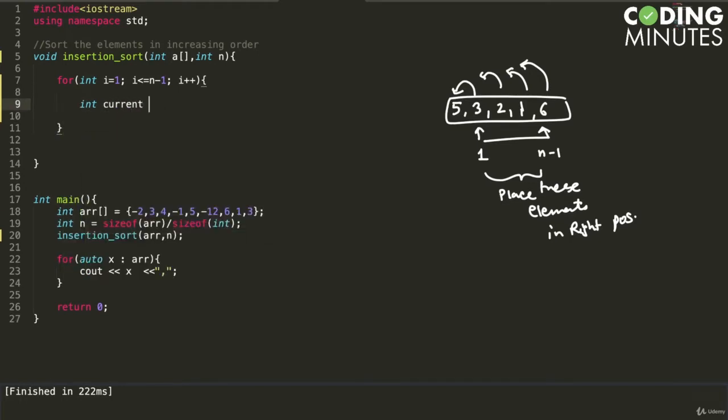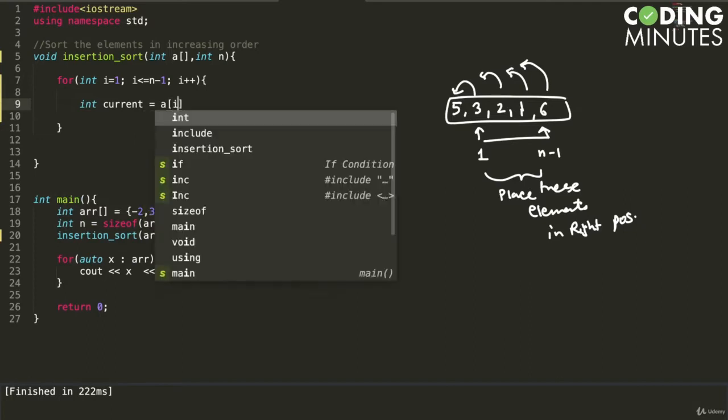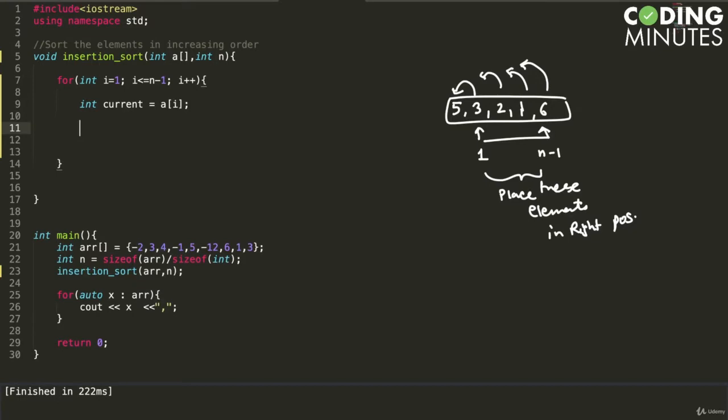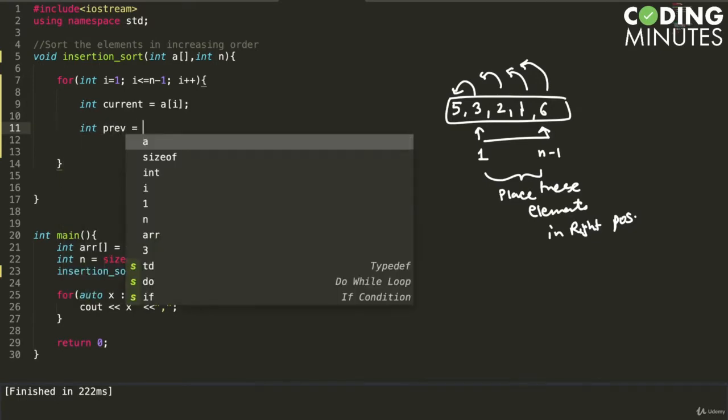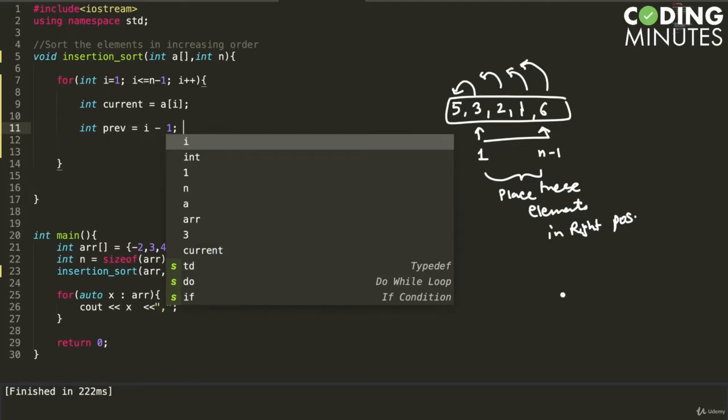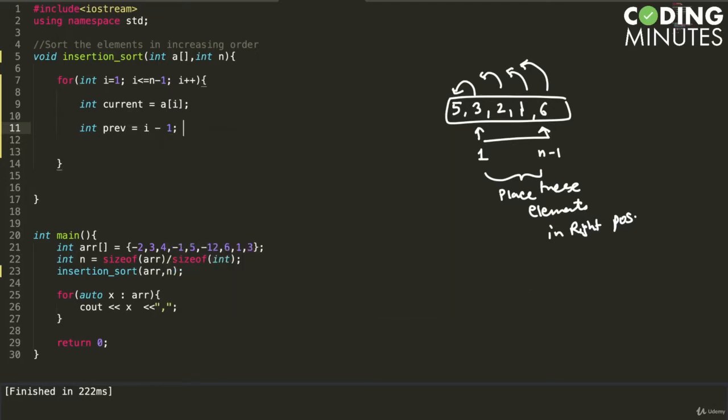So our current element is nothing but array of i, and the previous element, which is just before current, is at index i minus 1. So I will give you one example. Let's say you have already sorted this array, like, let's say you have 2 3 5, and what you want is you want to insert 1 in the right index. So we'll start from the previous. This is previous, and this is the current element.